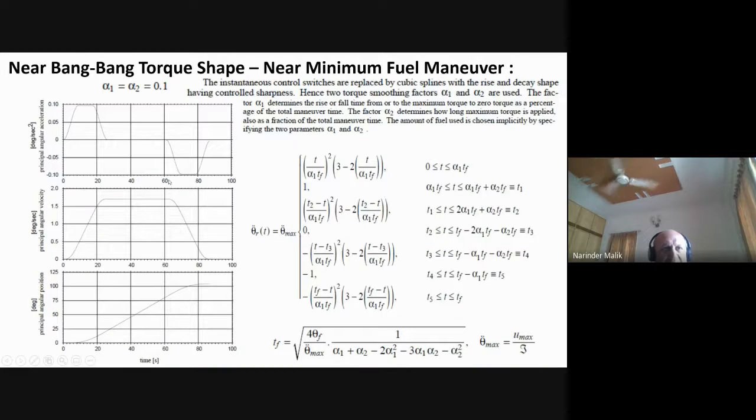This is another one where you have different alphas, and alpha 2 means rise time and fall time are different. During this time, it's zero torque. This is another profile where the spacecraft is coasting at a constant velocity, and then it starts decreasing the velocity. Here it is moving between this point and this point at a constant rate. The buildup is linear. So these are the various types of maneuvers and torque profiles.